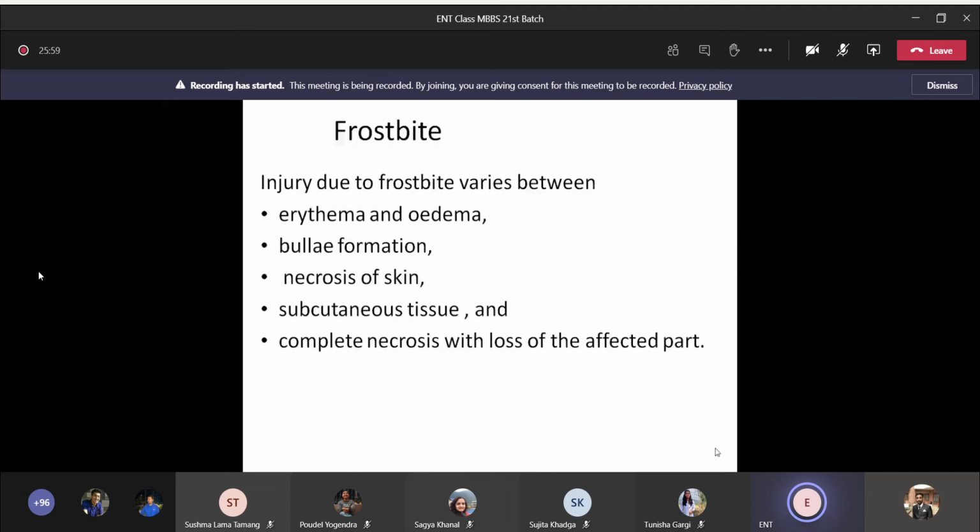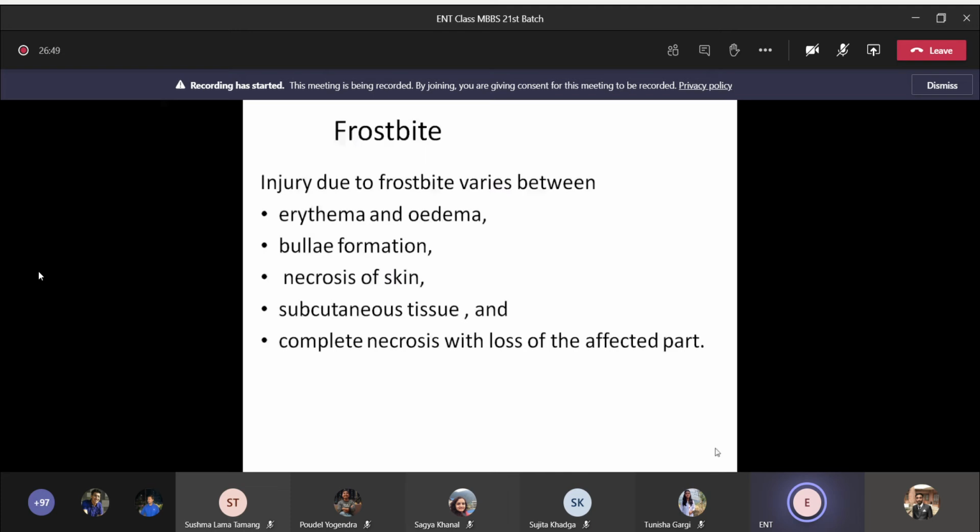Then another entity is frostbite. In cold weather, there could be frostbite. The injury varies. There could be mild erythema, which is redness, and edema, which is swelling. It could further aggravate into a bulla. And then if it happens for a long time, there could be necrosis of the skin first, followed by necrosis of subcutaneous tissue, and then complete necrosis with loss of the affected pinna. So all these can happen due to frostbite. Frostbite will cause necrosis at an extreme level.